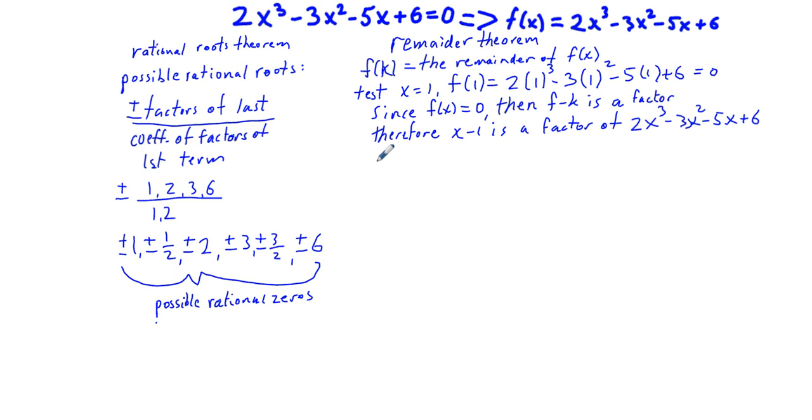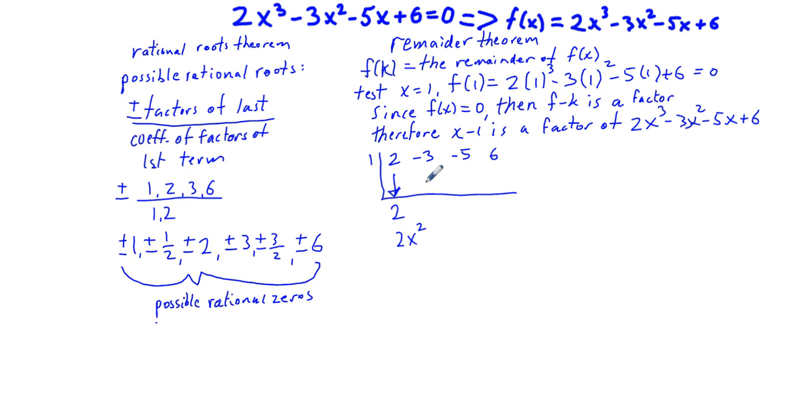Okay, so now we're going to determine what we have left after we factor out this linear factor x minus 1. So we're going to use synthetic division. I'm going to put this 1 over here on the left and put the coefficients of our terms in the expression, which are going to be 2 for 2x cubed, negative 3 for x squared, negative 5 for negative 5x, and 6. So we're going to bring down the 2, and so that means we're going to have 2x squared.